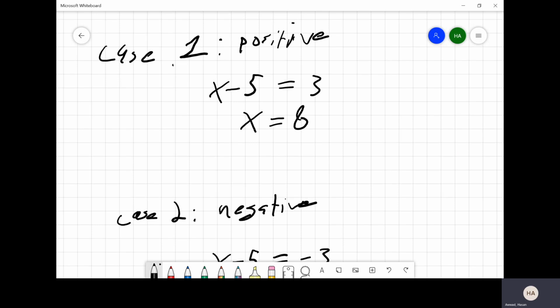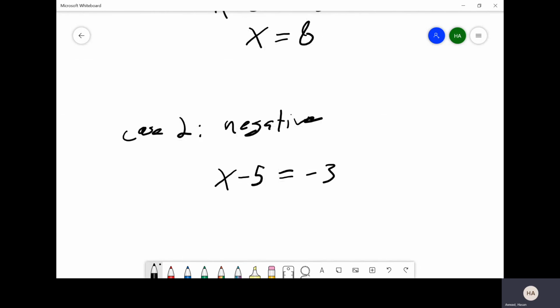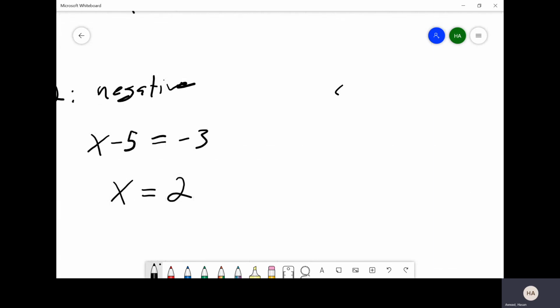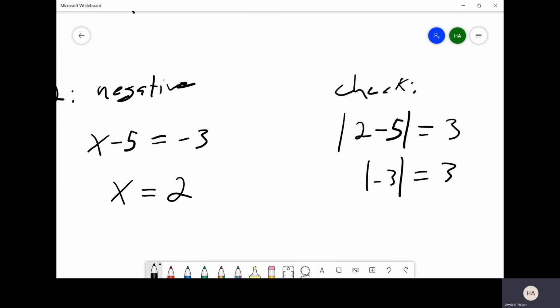correct. But we go back down here and we say, well, there's also the other possibility of trying to get a negative 3 inside. So adding 5 to negative 3, we get x is equal to 2, right? And let's go ahead and do a check real quick. Just make sure that this really does make sense. If x is equal to 2, then we have the absolute value of 2 minus 5 equal to 3. 2 minus 5 inside of the absolute values gives us a negative 3, but it's inside of the absolute values. But absolute value of negative 3 is in fact 3, so this does work.